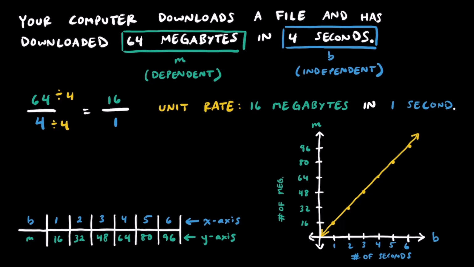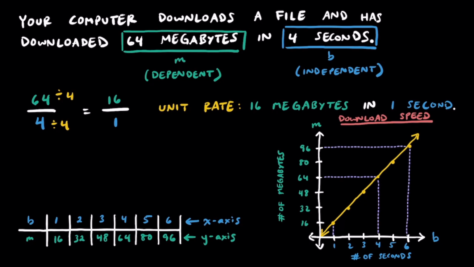Again, along the y-axis we have the number of megabytes, and to maybe label this graph, we can call this download speed. Looking at our graph, we can clearly see that in 4 seconds we'll have 64 megabytes, in 6 seconds we'll have 96 megabytes, and in 1 second we have 16 megabytes downloaded.